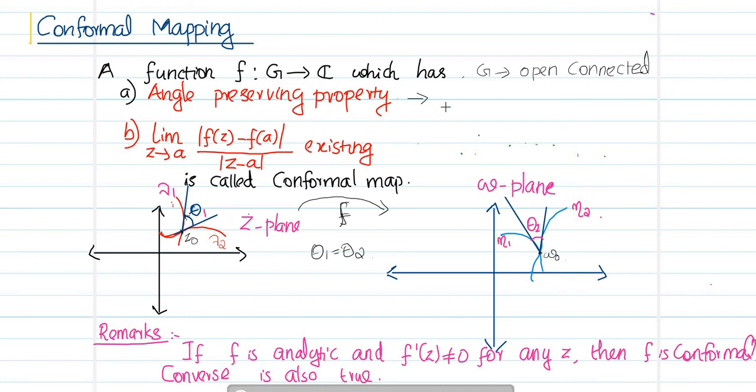The angle preserving property means that theta 1 must be the same as theta 2. The limit existing means f dash z exists at this point, and a is an arbitrary point in the domain. Theta 1 equals theta 2, and the sense of rotation must be the same; if this is in this direction, the other must be in the same anti-clockwise direction. The magnitudes are the same, and the limit of |f(z) - f(a)| divided by |z - a| exists at all points in the domain. Then we say that this type of mapping is a conformal map.